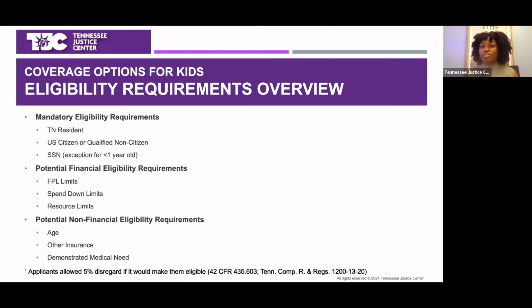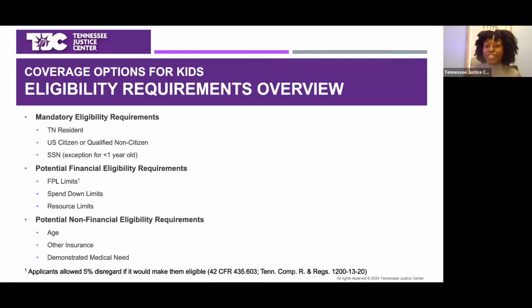The only exception is for a child under the age of 1. When they're first born, they don't have to have a social, and then TennCare, once they turn 1, will ask them to provide their social security number. Qualified non-citizens are typically what you might hear referred to as LPRs. That just stands for a lawful permanent resident that has had that status for at least 5 years. So LPRs may be refugees, asylum seekers, things like that.